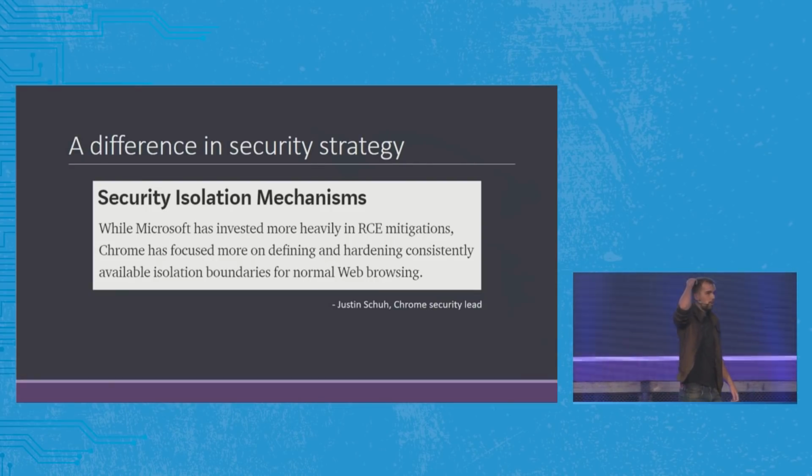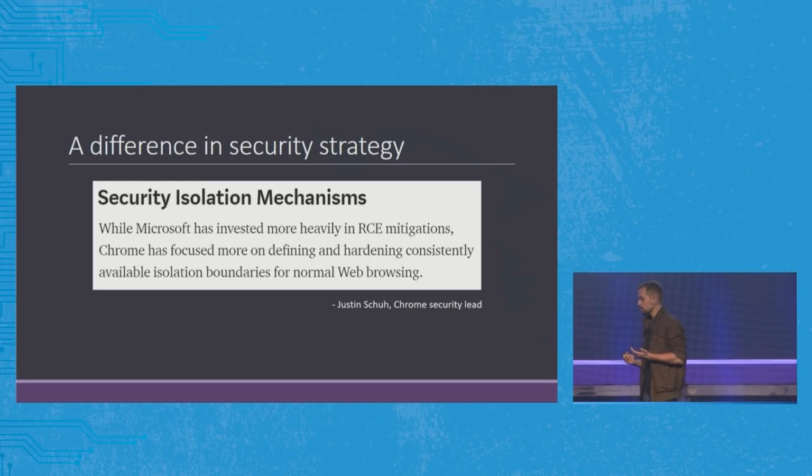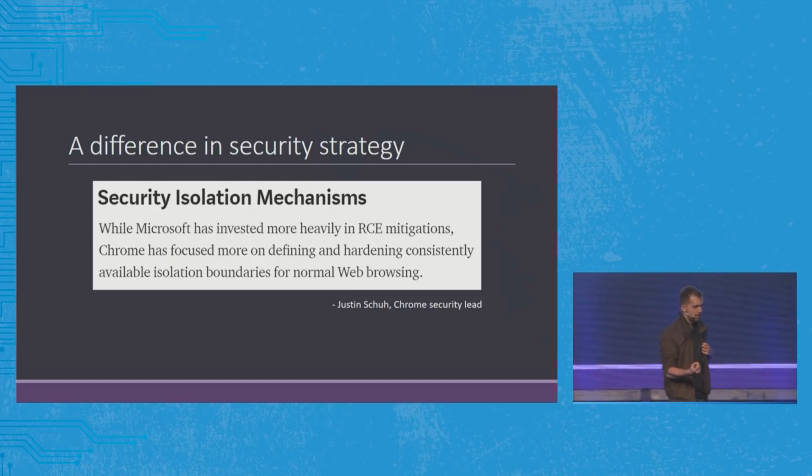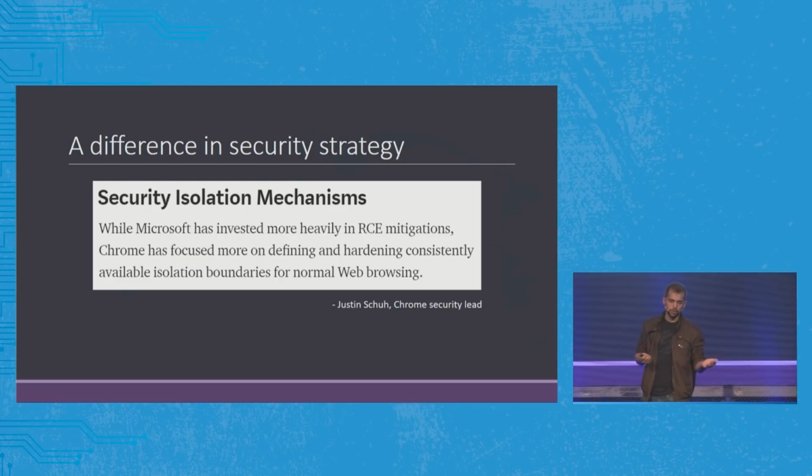So you might be wondering, why would I, as a Microsoft hacker, go hack Chrome? Well, it turns out that Chrome has a slightly different security strategy from our own browser, which you might have heard of. It's called Edge. And I'm not the one saying that, right? This is Justin from the Google Chrome security team saying that, almost word for word, that Chrome is investing very heavily into isolation, whereas Microsoft has been making much heavier investments into RC mitigations.